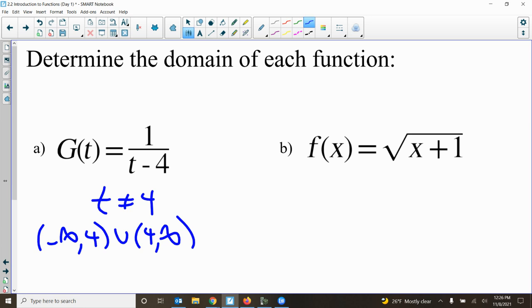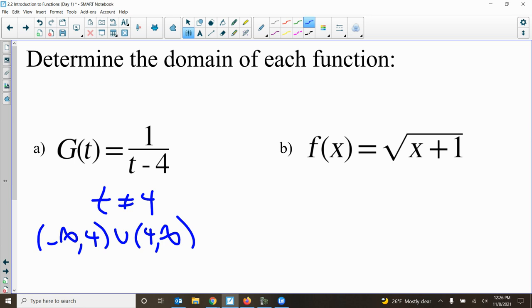How about the one on the right? A little more difficult, maybe a little different. What do we know about being underneath a square root sign? Can't be negative, right? Can you be 0? What's the square root of 0? 0. And anything positive is okay. But if x plus 1 is negative, this function gives us a problem, right? Because you can't take the square root of a negative number.